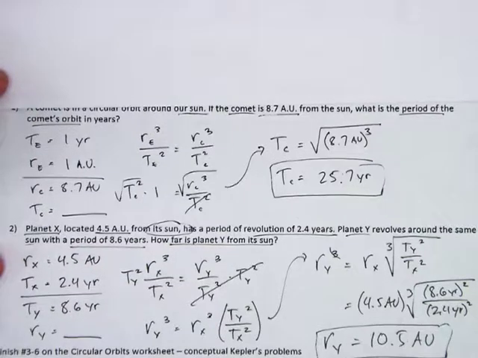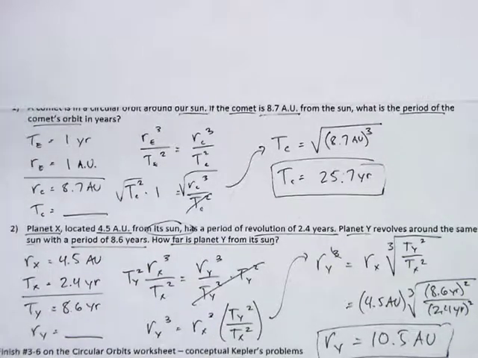One thing to note, make sure you're paying close attention to units. So whatever units your orbital radius is in has to be consistent. Whatever units your period is in has to be consistent.